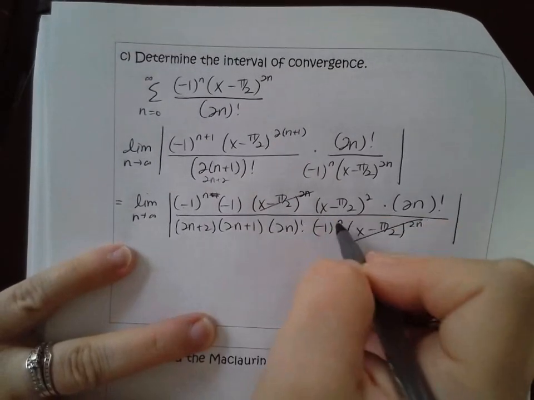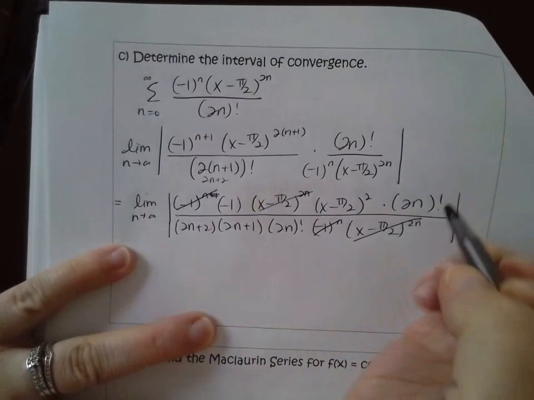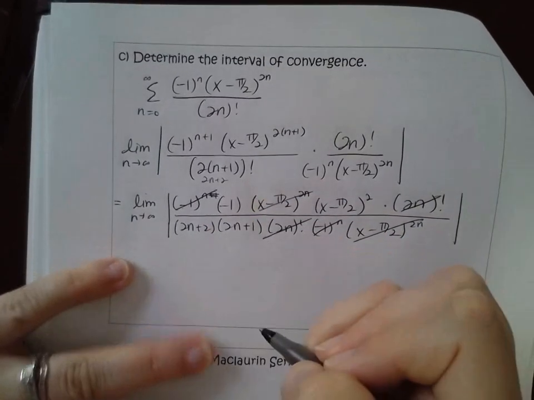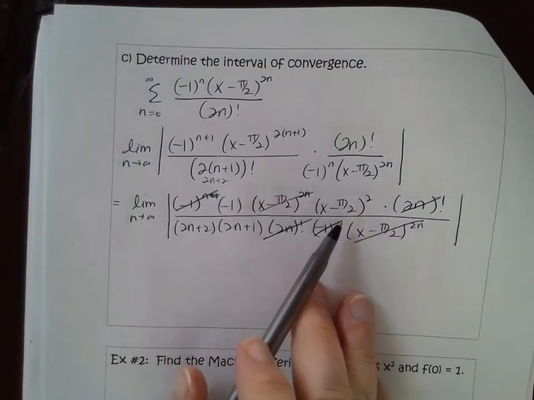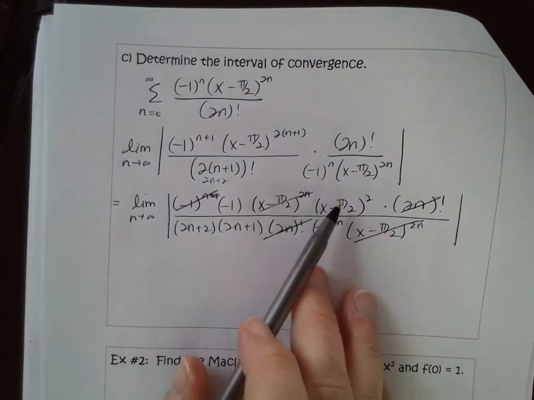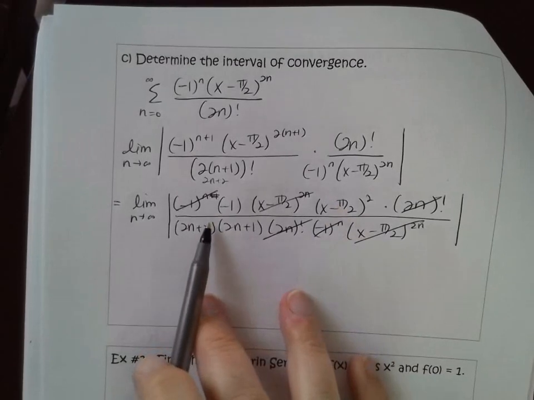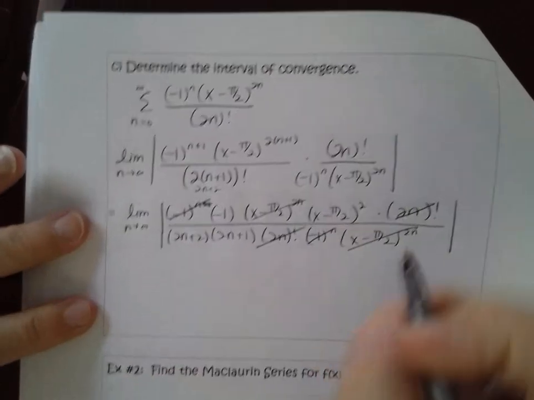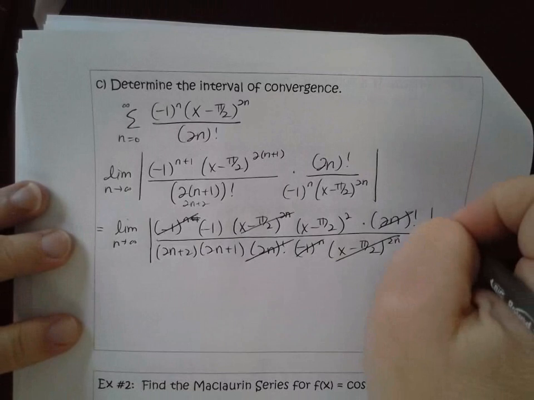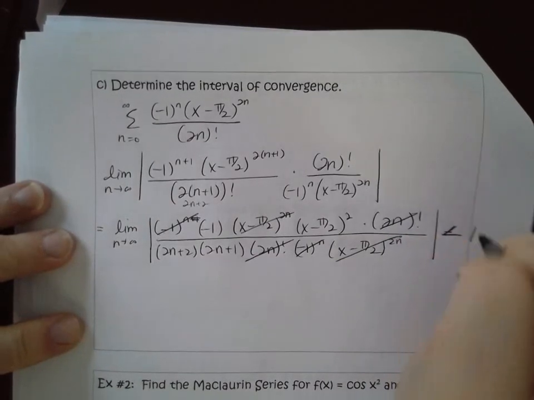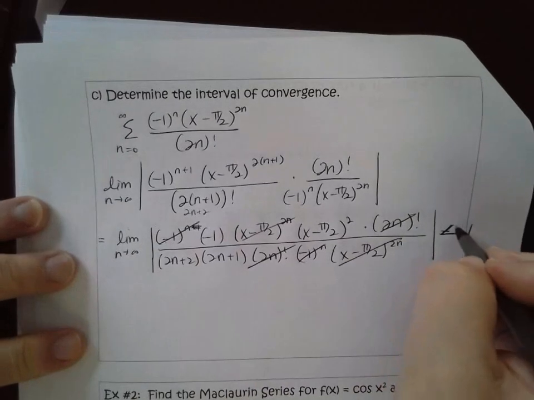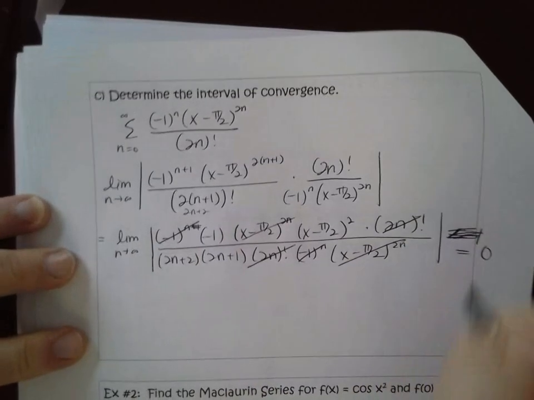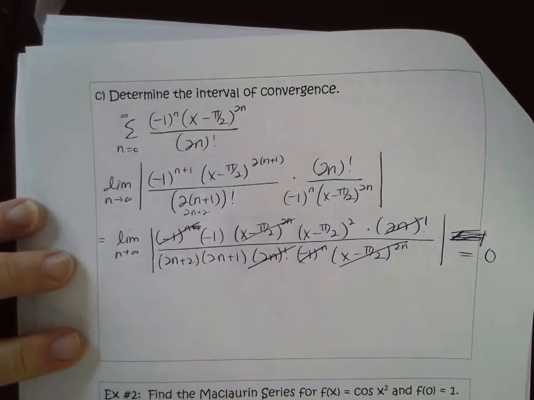Goodbye. I have my exponent up here. It is finite. My denominator is growing toward infinity. This will be convergent as long as it is less than 1. Well, this all turns into 0, and 0 is always less than 1.